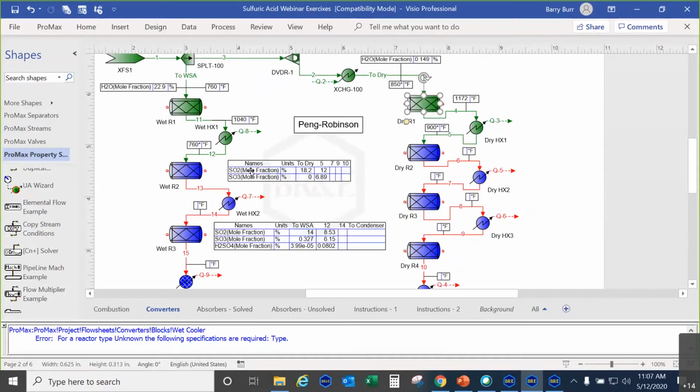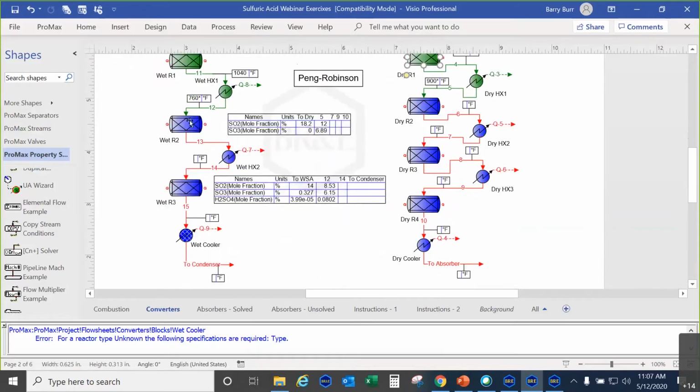All right, so our job here is to simulate the second two beds and the wet cooler, which is a reactive heat exchanger for the wet system, and also the inner stage coolers we're going to simulate. They're just simple heat exchangers. And on the dry system, we have 3 beds and 3 coolers to simulate.